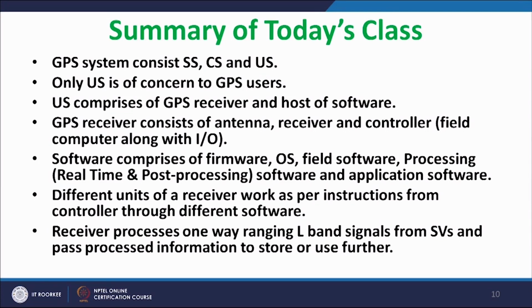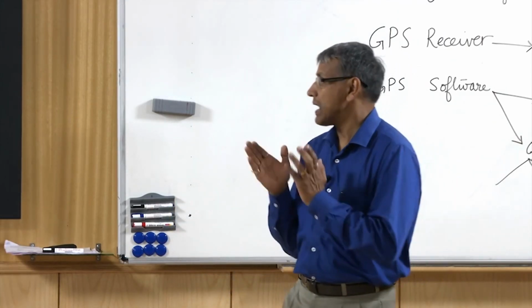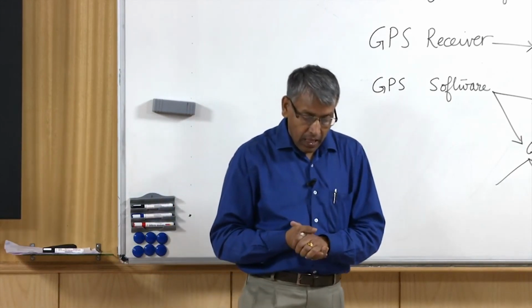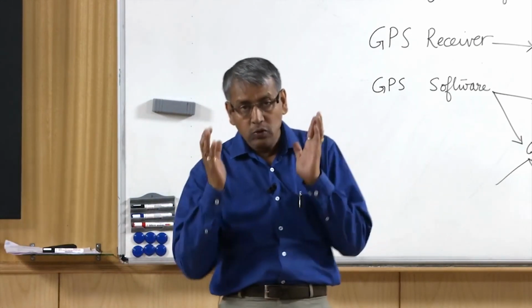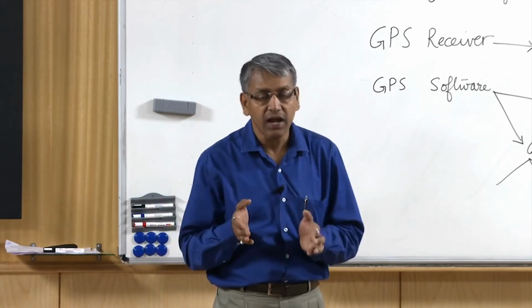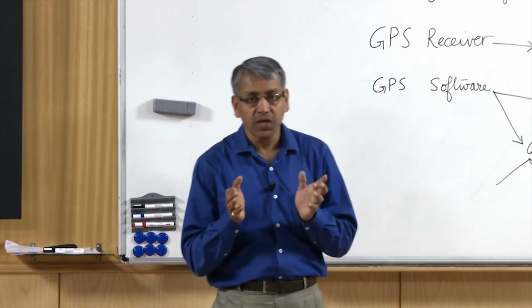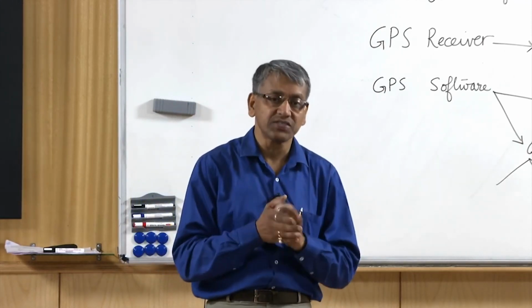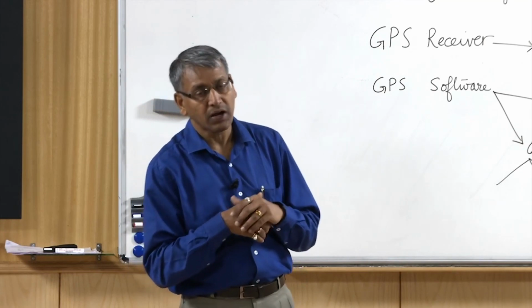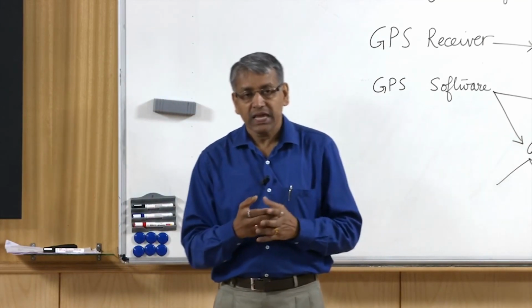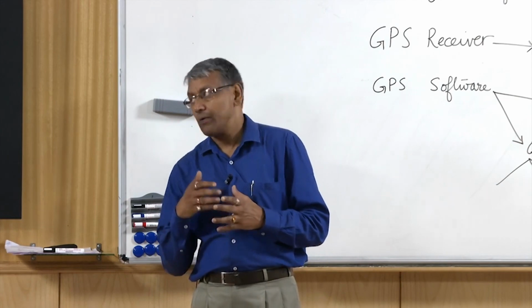So that is all about today's class. Let me summarize today's class. The GPS system has an architecture of 3 segments: space segment, control segment and user segment. Of these, only the user segment is of our concern as a user. However, the user segment receives signals from the space segment, which are one-way broadcast signals in the L band of the electromagnetic spectrum.